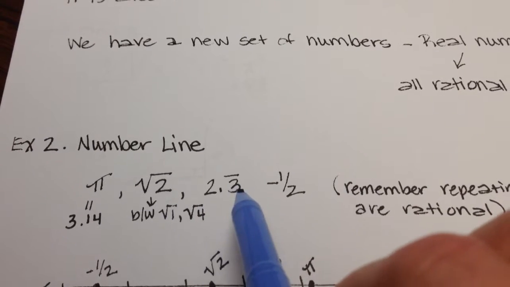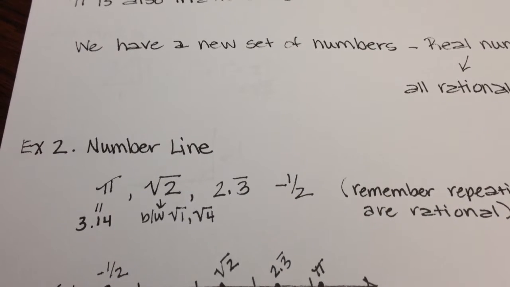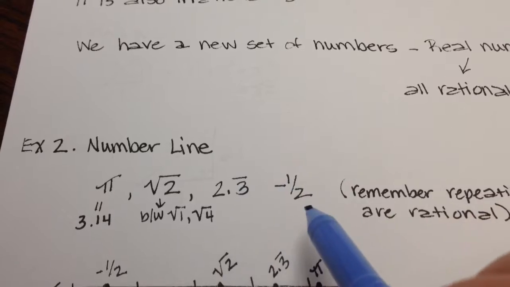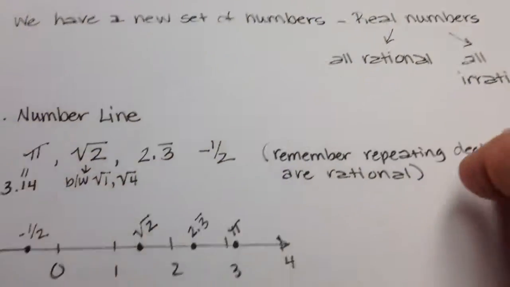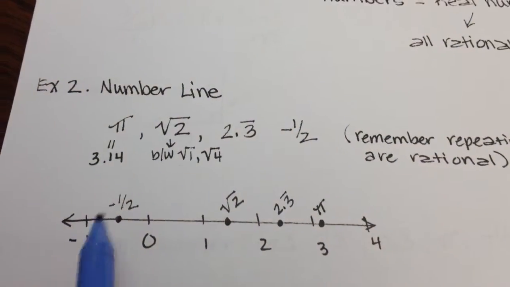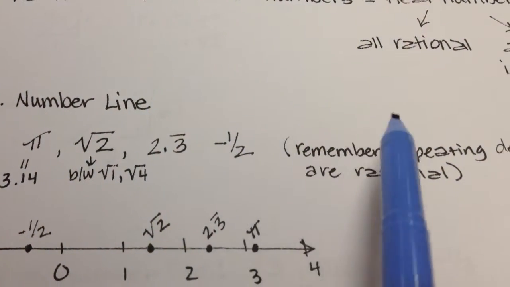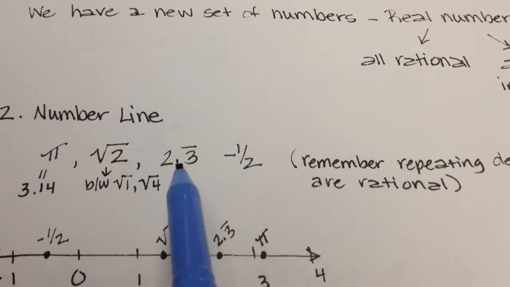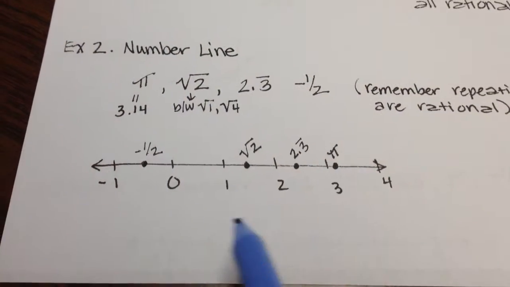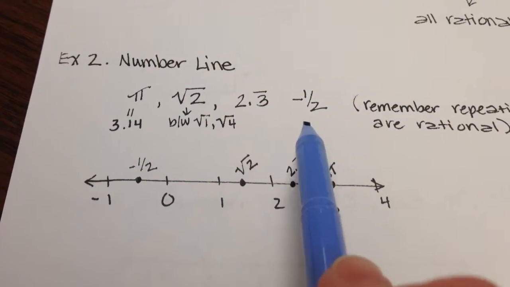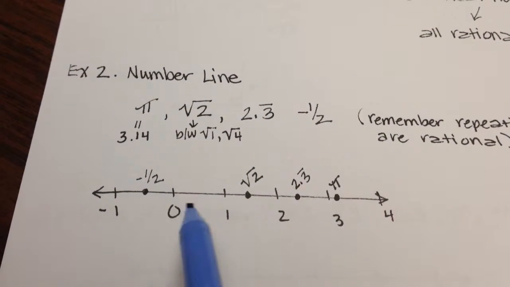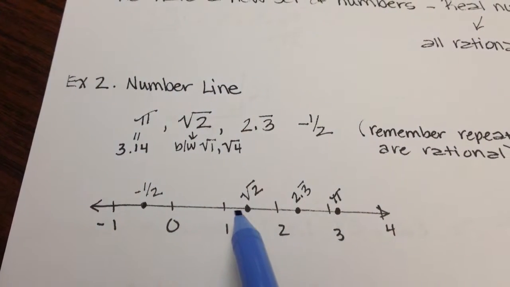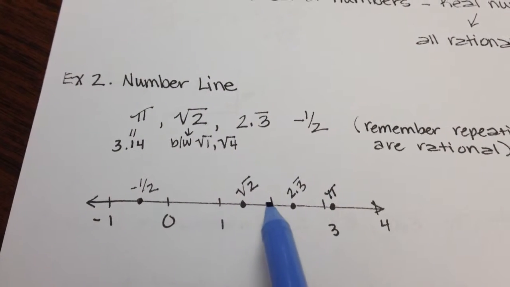Then 2.3333333, on and on. It's going to be somewhere in there, and a half. Remember, repeating decimals are rational, because this repeats 3333333. It doesn't go 3, 1, 2, 7. It's repeating. So let's put these on the number line. We have negative a half, which is going to be halfway between -1 and 0. The square root of 2 is going to be somewhere between 1 and 2, right?